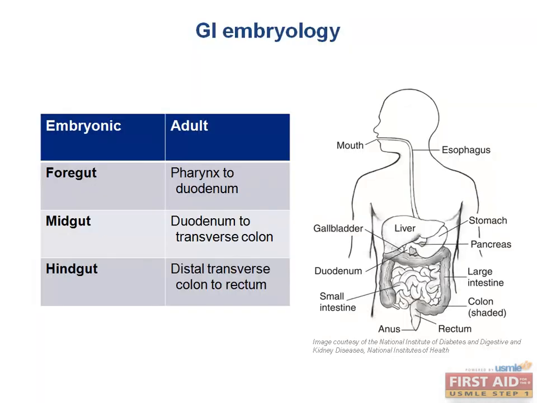Let's begin with embryology and look at how the GI tract forms. The primitive gut can be divided into the foregut, the midgut, and the hindgut, with each segment of these giving rise to specific gut and gut-related structures later in development. Luckily, these structures correlate well with the position of the embryonic structures.